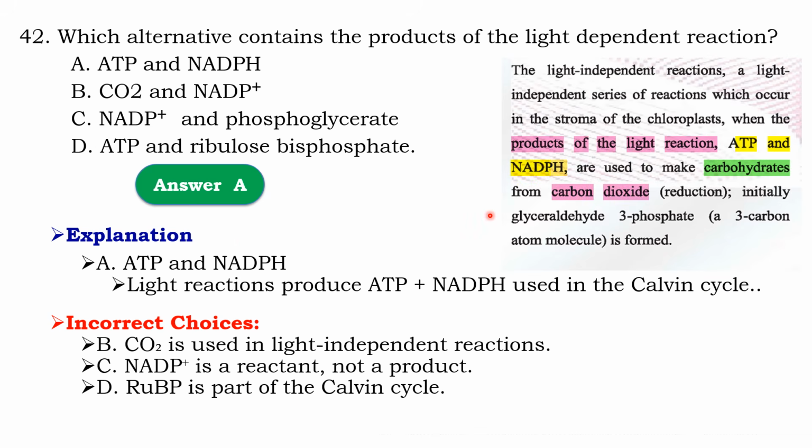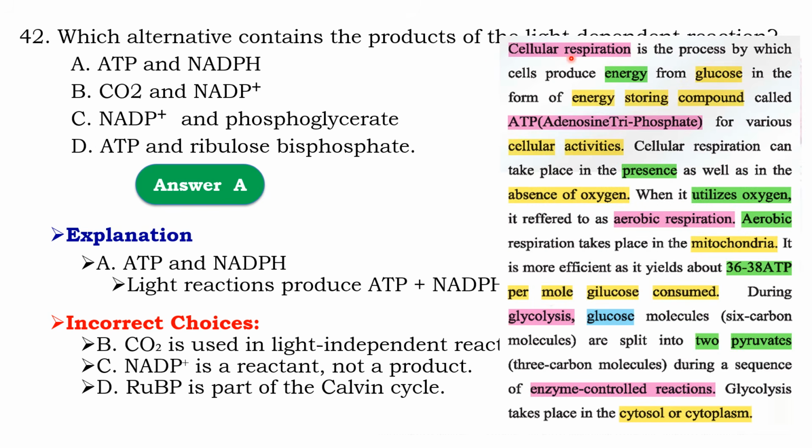About this, we can look at biology grade 12 under unit 3, the light independent reaction. The light independent reaction is a series of reactions which occurs in the stroma of the chloroplast, when the products of the light reaction, ATP and NADPH, are used to make carbohydrate from carbon dioxide. Initially glyceraldehyde 3-phosphate is formed. So the answer should be A. The light reaction products are ATP and NADPH.